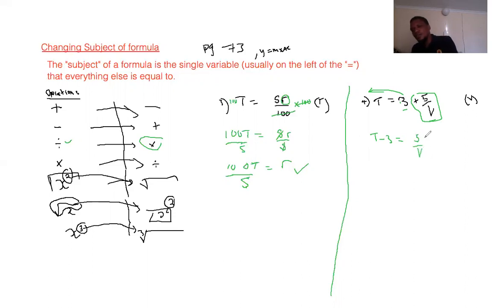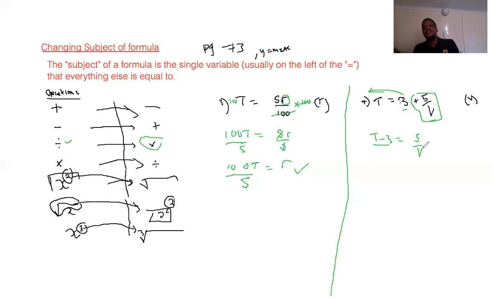Now that we only have one term on this side, what do we do? Now you will see that we have a problem. Our term, the one that we want to make the subject, is at the bottom. It is a denominator. It should not be a denominator. It should be what? Numerator. So what do we do?